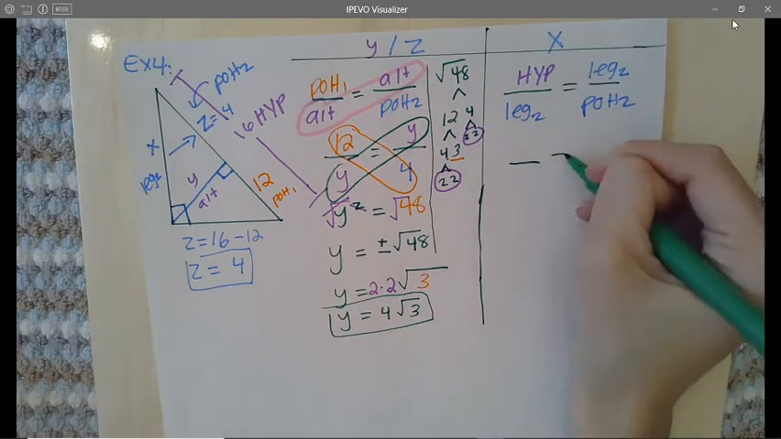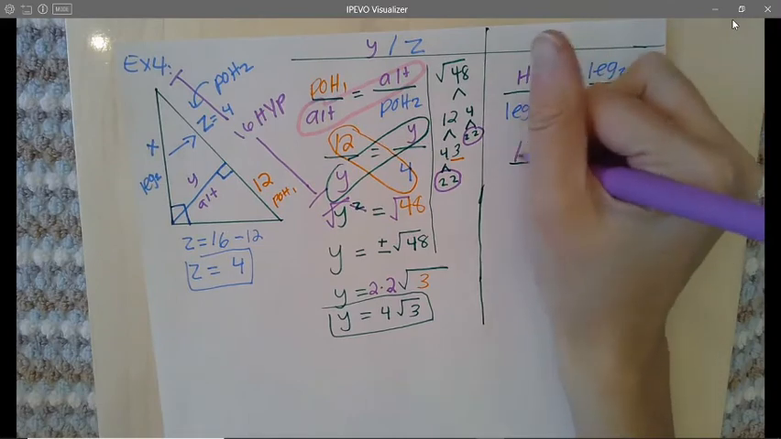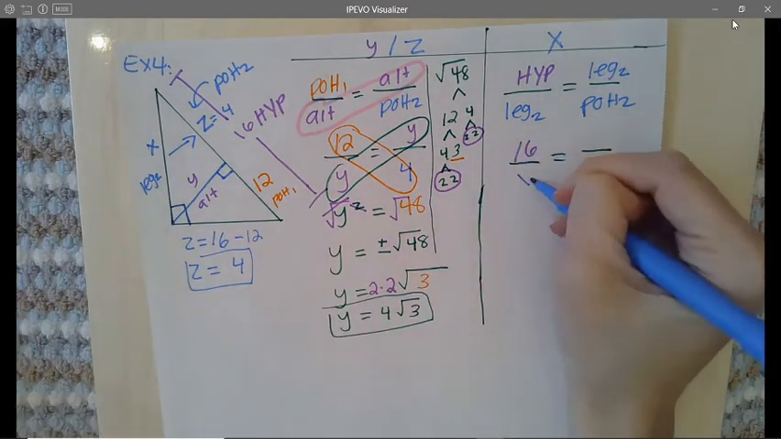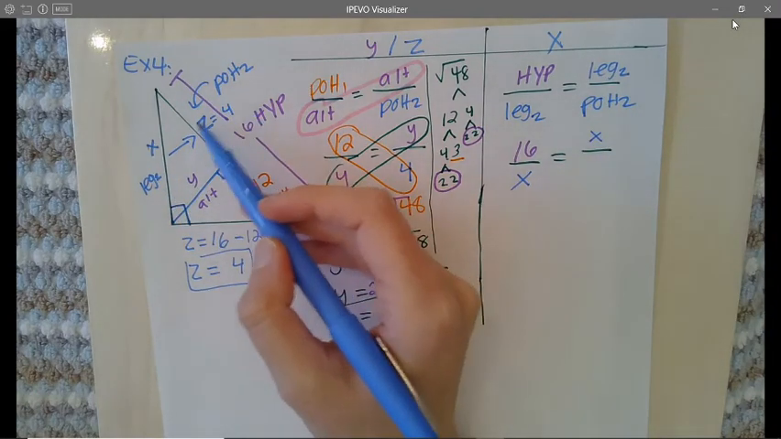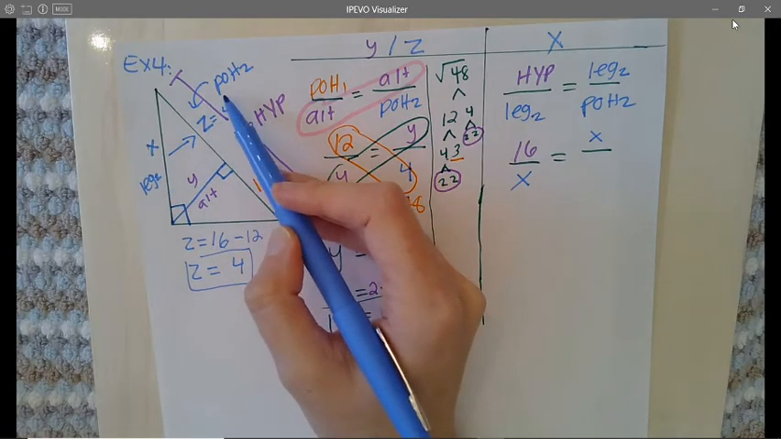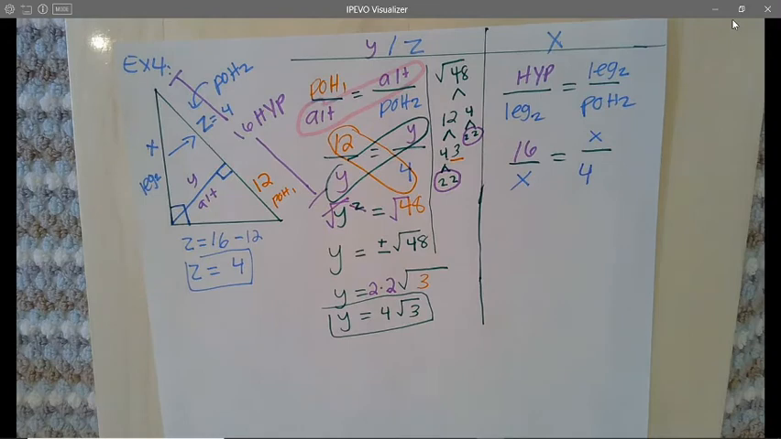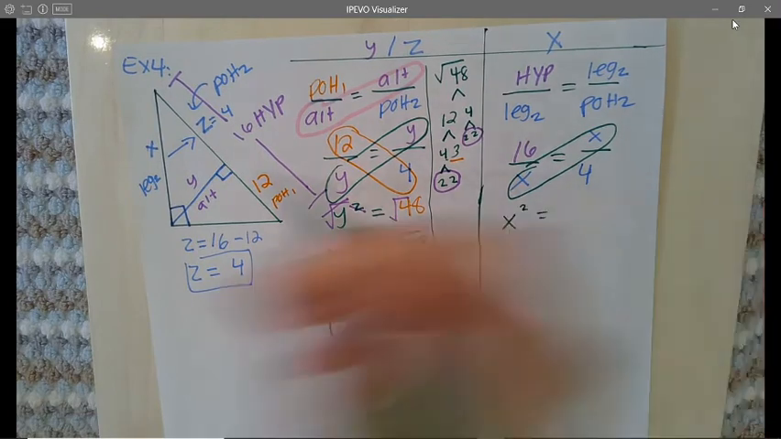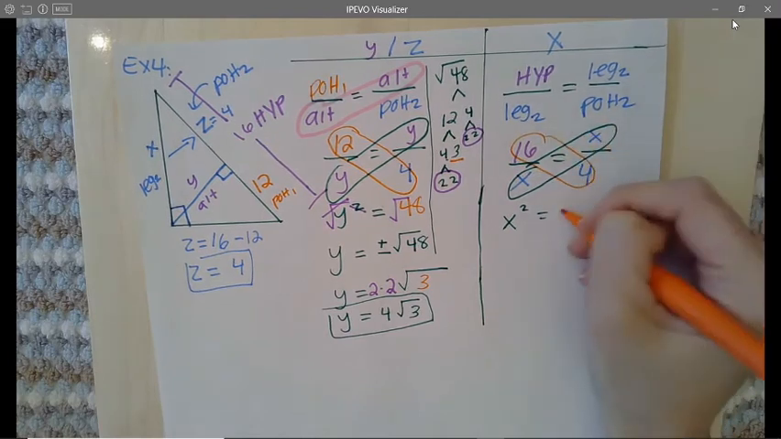Okay, let's set it up and solve. So my entire hypotenuse is 16, so it'd be 16 over my leg 2, which I don't know, so I'm going to call it x, equals leg 2, which is x, over the part of the hypotenuse closest to that leg, which is POH2, which is 4. And then from here we cross multiply. Yay! So x times x is going to give me an x squared, and that will equal 16 times 4, which is 64.